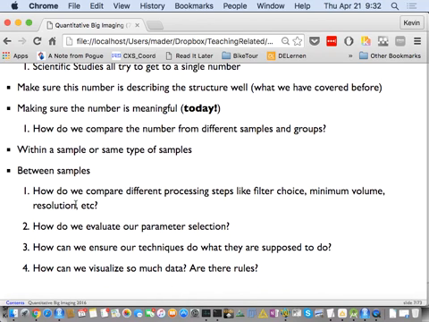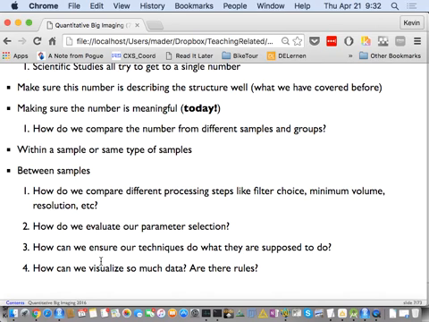So basically the things we want to look at are, within a sample or the same type of samples, how consistent are these values that we're taking out? Do they stay the same or are they constantly changing? And then between samples, how do we see what the differences are and how can we be confident that those differences are actually meaningful? Or what approaches do we have for convincing ourselves and other people that they might be meaningful?